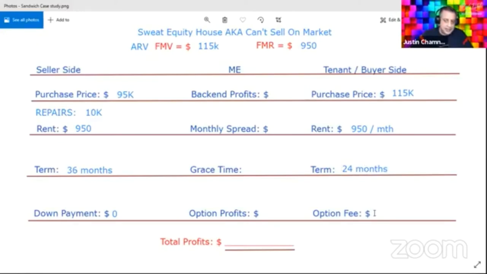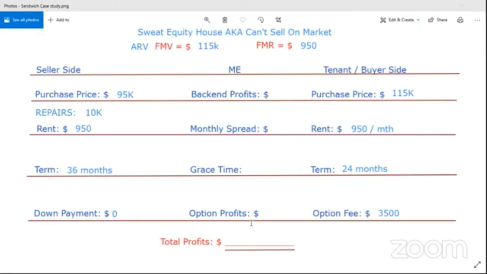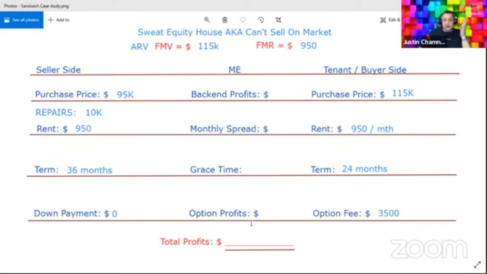And the option fee he had, okay, wasn't very much. $3,500. That's it. Why did I do such a low option fee? Does anybody have an idea? Property needed work. Yeah. If I take all this guy's money, what is he going to fix it up with? Right. So I have to be reasonable here.